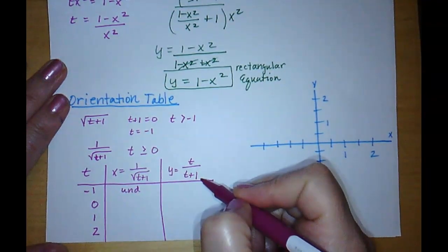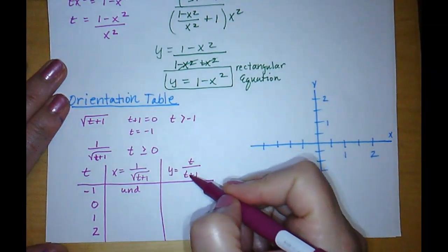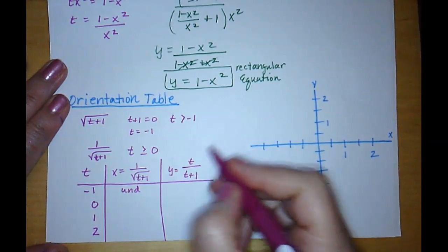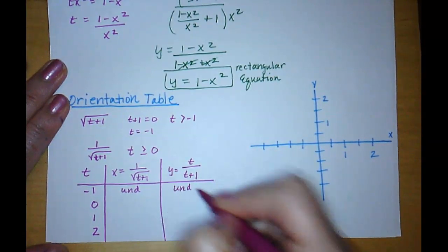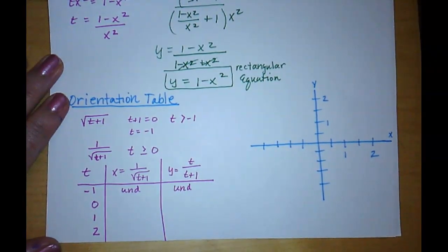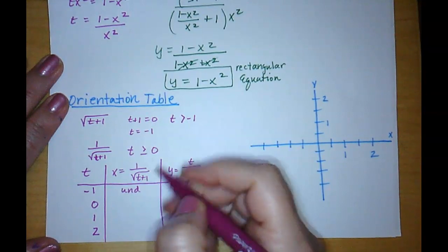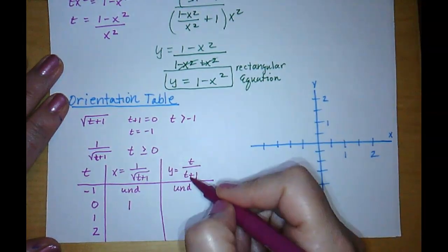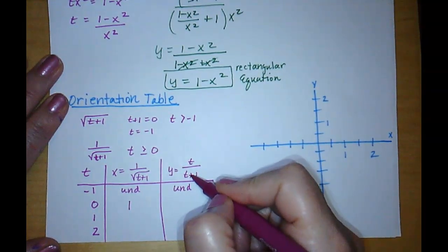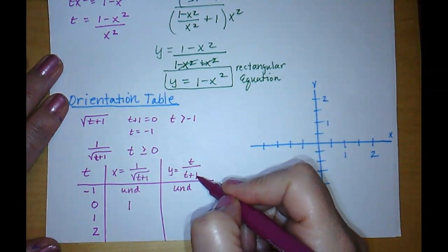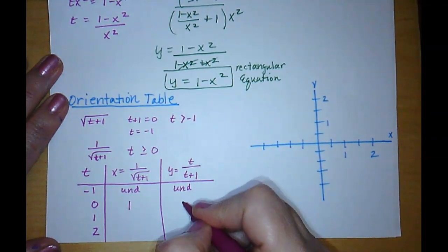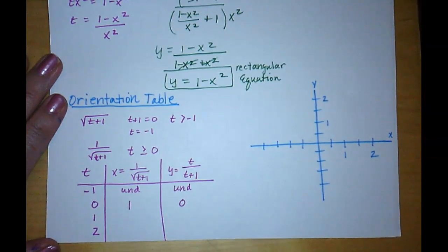And then when I come over here and I put the negative 1 in here, negative 1 plus 1 is 0. Oops, that gets a 0 in the denominator, which I can't have, so that's undefined. So now I plug in my 0. So I get 0 plus 1 is 1, square root of 1 is 1, 1 divided by 1 is 1. And then I put my 0 in here. 0 plus 1 is 1. A 0 on the top makes the whole fraction equal 0, so that's just 0.